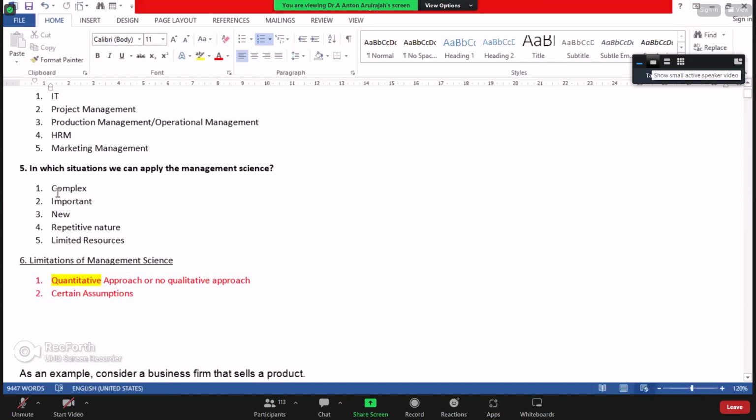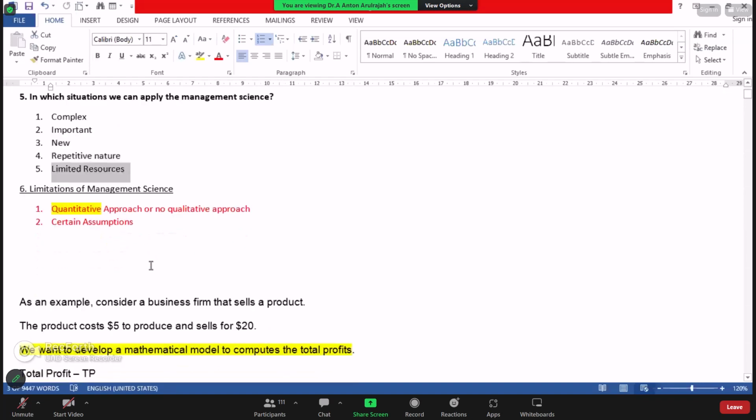When the problem is complex, when the problem is important, and when new and unfamiliar issues are raised. Fourth, sometimes the problem is of a repetitive nature. The same problem will come again and again, and we have to sort it out. It is complex as well as important, but the nature of the solution-seeking is repetitive. Also, when we are handling limited resources, we have to apply it.